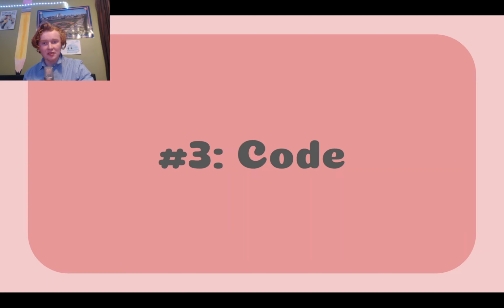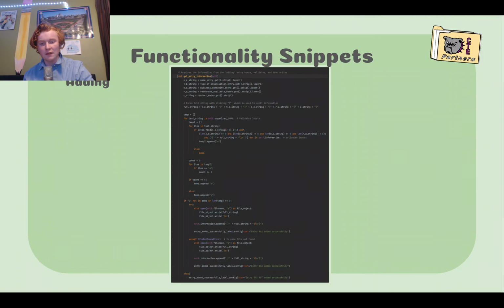Here are some code snippets. These are both from the File Writer and Reader. Here is the adding function. As you can see, first at top, I grab the user information. I then create a full string of it with the parentheses to separate between the data types. I then have a temp list, which I then use to go through a for loop of the self.organizeInfo.